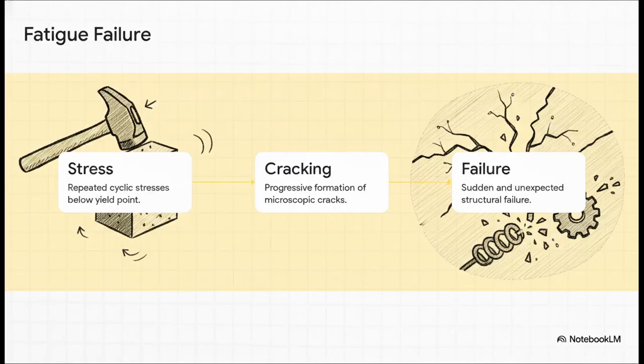And this brilliantly illustrates a really insidious issue: fatigue. Fatigue doesn't announce itself with a giant hammer blow. It's a progressive, silent killer. First, the material faces repeated cyclic stresses that are actually well below its yield point, so everything seems perfectly fine on the outside. But deep down within the structure, fine, microscopic cracks are progressively forming. The final step is a sudden, totally unexpected failure. If you are designing spinning shafts or engine connecting rods, fatigue is your absolute worst enemy.